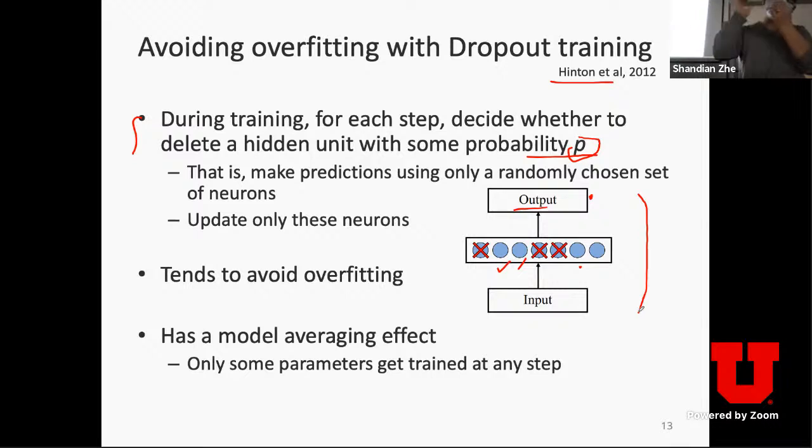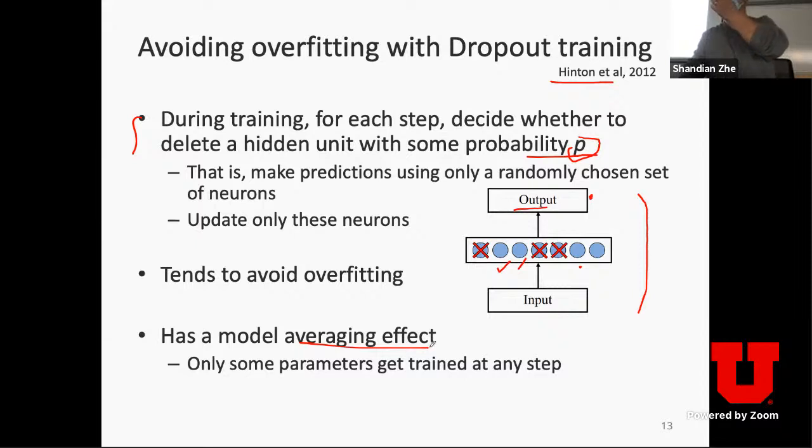So you can imagine that every time we update, we just update a part of the neurons in the network, right? This time it might be neurons 1, 2, 3, 5, and the next time it would be neurons 2, 4, 5, right? So overall, it has a model averaging effect. Because each time you update a different set of model parameters, you actually simultaneously train a set of different models. And when you make predictions, you still utilize all the neurons. So it's kind of like model averaging, because you integrate all the models together. So this is called dropout.